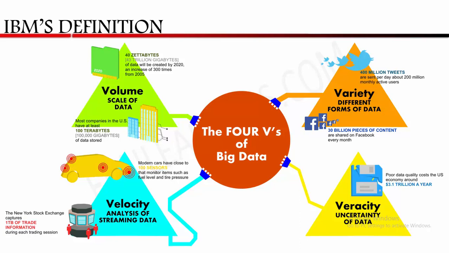Then third V, variety. Data today comes in many different formats: structured data, semi-structured data, unstructured data, and even complex structured data. Also, it is being generated by everything around us at all times. Every digital process and social media exchange produces big data. Not only that, even systems, sensors, and mobile devices generate huge amounts of data.